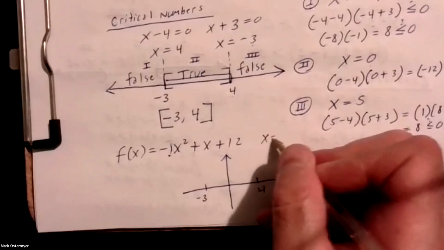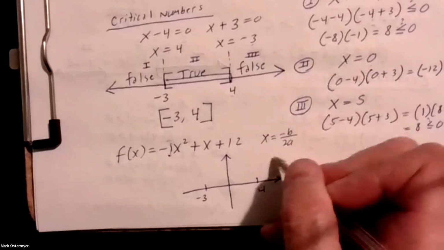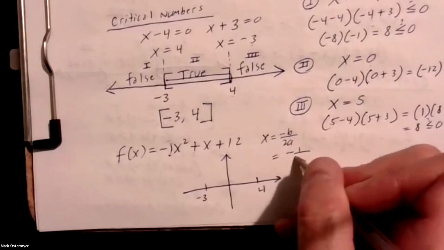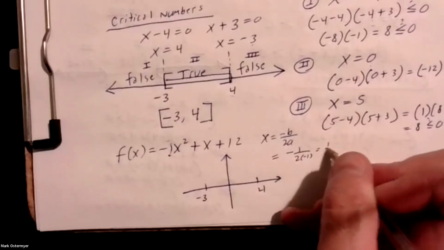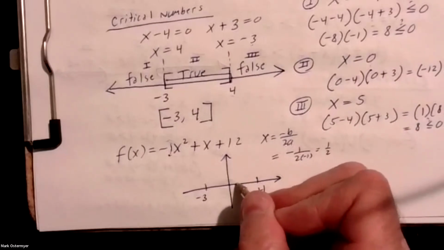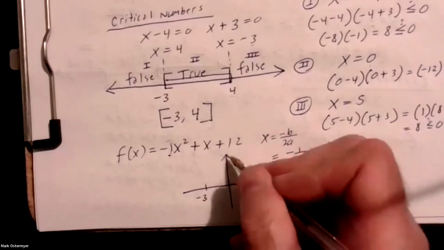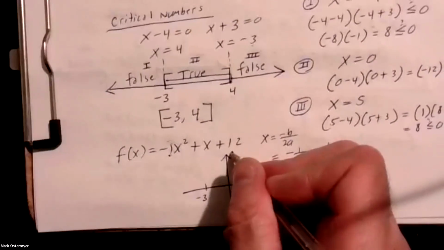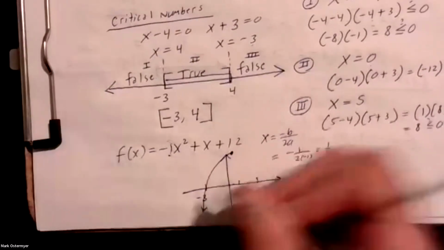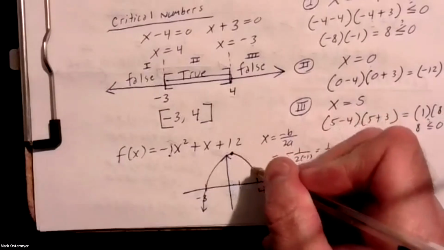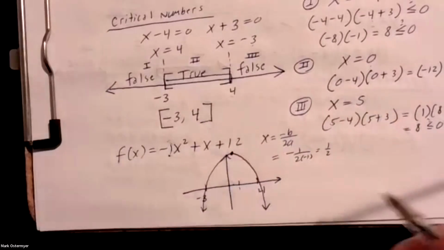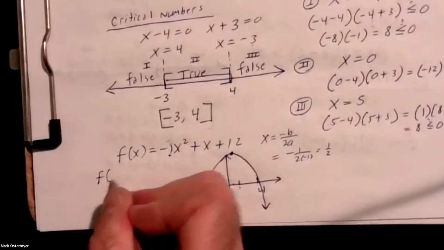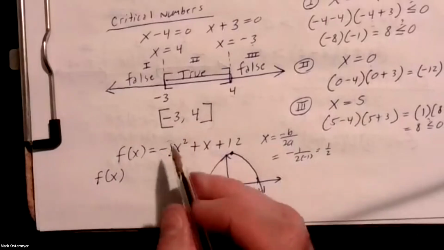The x-coordinate of the vertex point is -b/2a. Remember that? Which is going to be -1 over 2 times -1, which is going to be 1/2. So the vertex point occurs at 1/2 here, so it's going to be up here. Bottom line is the parabola is going to open downwards and go through these x-intercepts here. And ladies and gentlemen, we're interested where f of x is what?